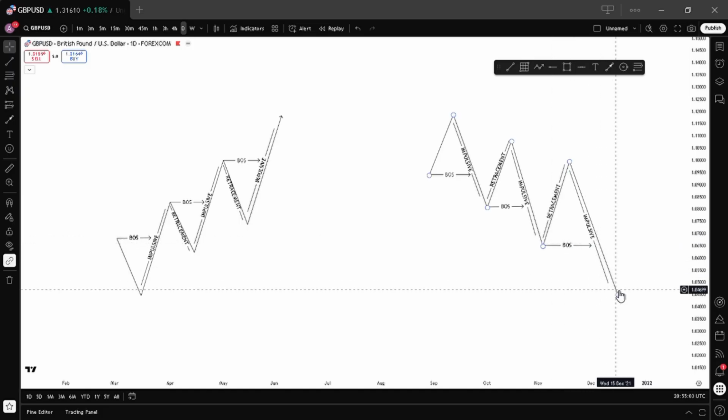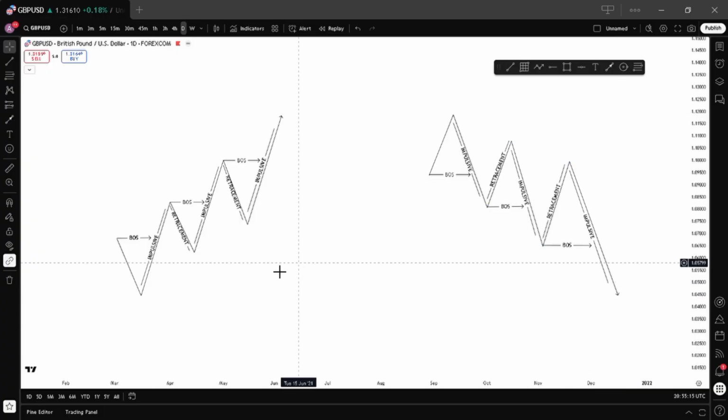So another thing to take note of is the market structure moves in phases. We have the impulsive and the retracement move. So the impulsive move is the trend, or is the move in line with the trend.